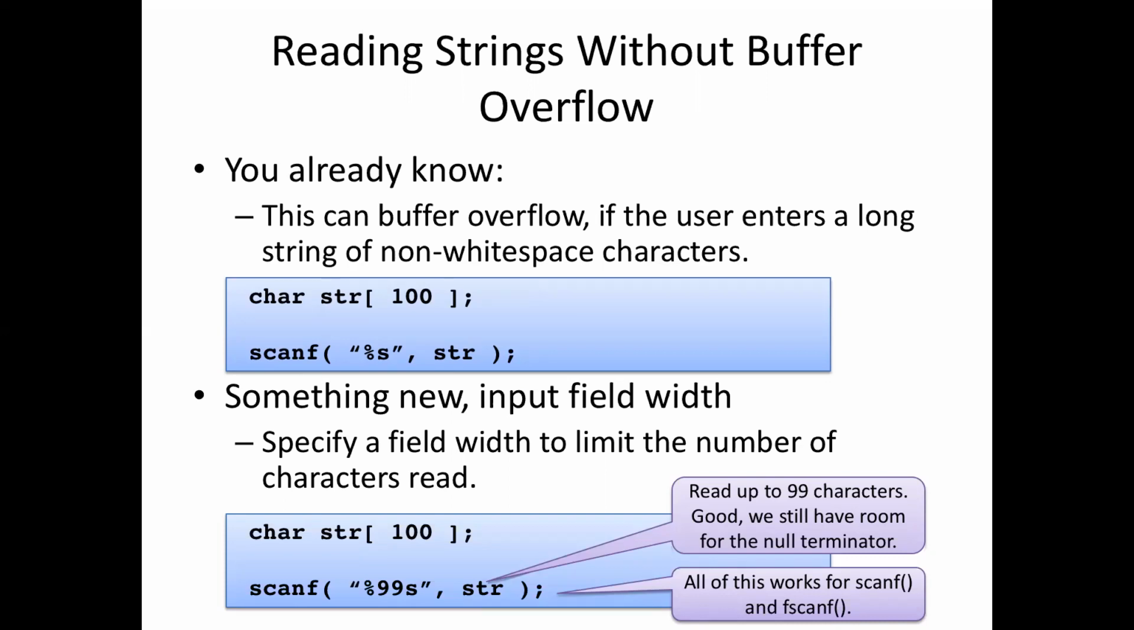There's a syntax for limiting how much input you get. And here's what it looks like down here. You just have to put a bound between the percent and the s. And this 99 says, read a string that's at most 99 characters in length. It's kind of like the field width when you're doing output. But if you put a number in the same place on input, it limits how big the input is. So if you've got a 100 character array, you can hold a 99 character string, and this is enough to prevent buffer overflow.